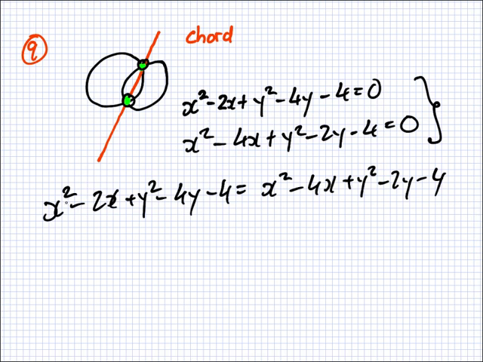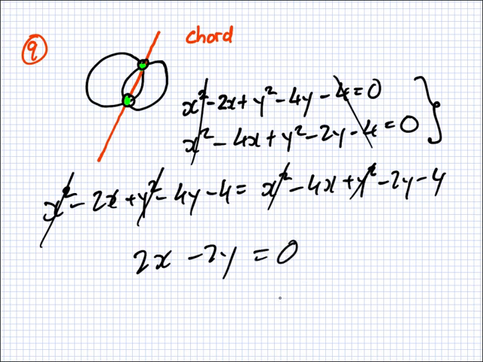So here, I'm doing x squared cancels x squared, which is the same as that. And then minus 2x plus 4x is 2x, and then the y squareds cancel as well. And then what have you got? Minus 4y plus 2y, minus 2y. And that's equal to 0. So you get y equal to x. So that's this line here.